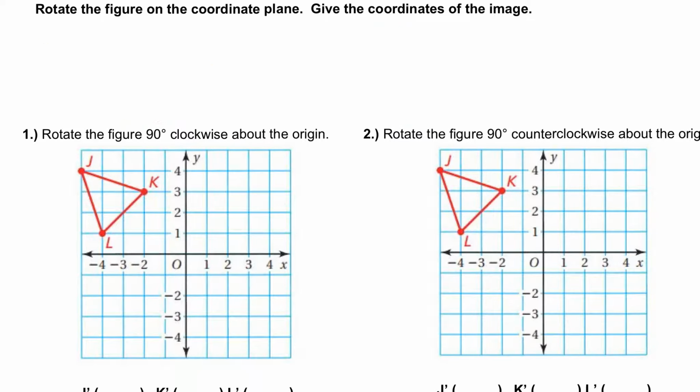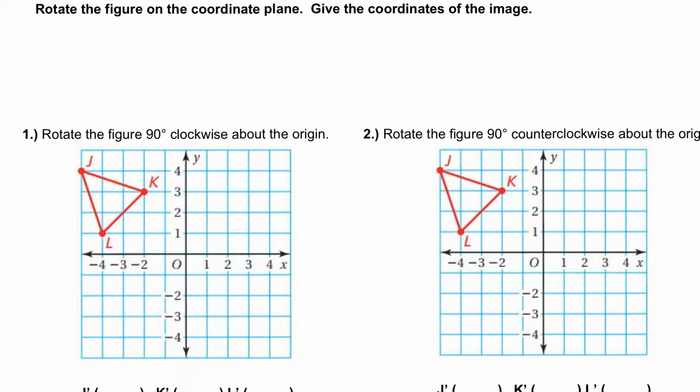Okay. Scrolling over here to number 2. I'm going to have to erase this. For some reason the program's being a little difficult today. So I'm going to erase that first one. And let's go ahead and do this rotation in number 2. It says rotate the figure 90 degrees counterclockwise about the origin. So 90 degrees counterclockwise means we are going to turn the entire page one turn to the left. And when we turn it one turn to the left, we're going to get our new coordinates for J, K, and L.